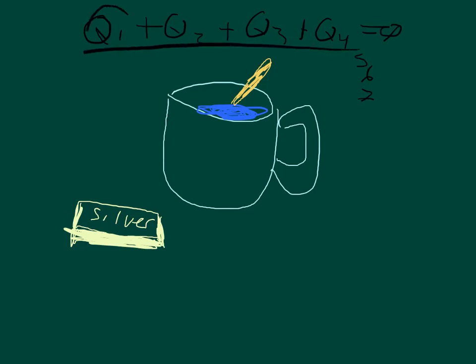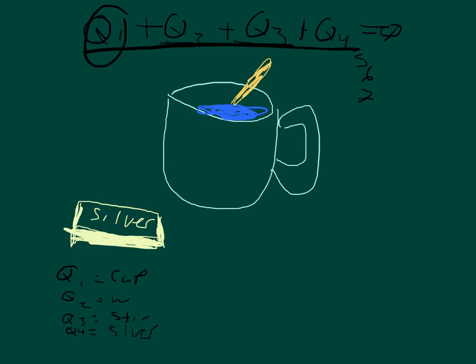We're going to call Q1 the cup, and then Q2 is going to be our water, Q3 is going to be our stirrer, and Q4 is going to be our silver. So just write that down. Q1 is the cup, Q2 is the water, Q3 is the stirrer, and Q4 is the silver.